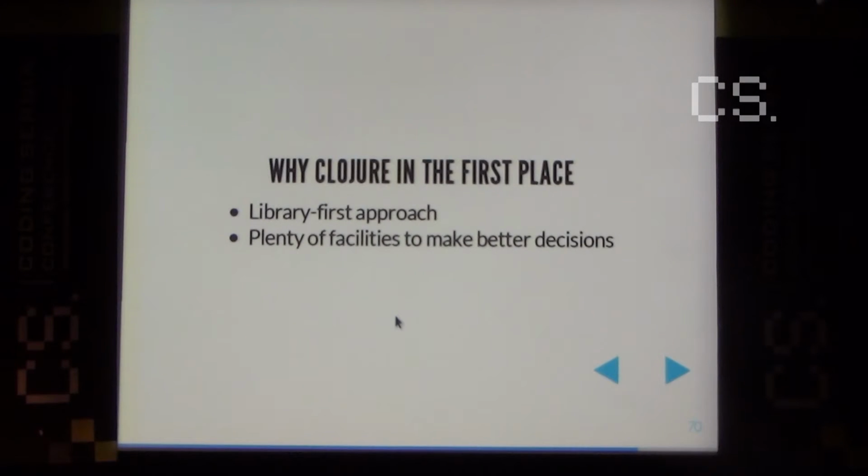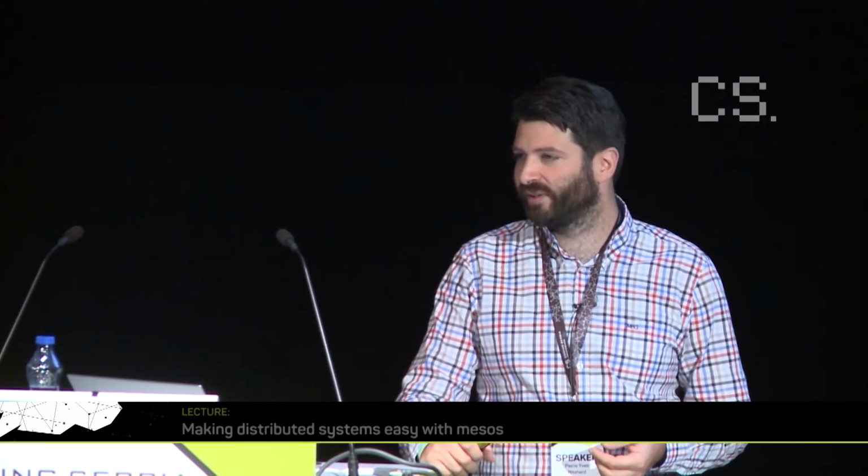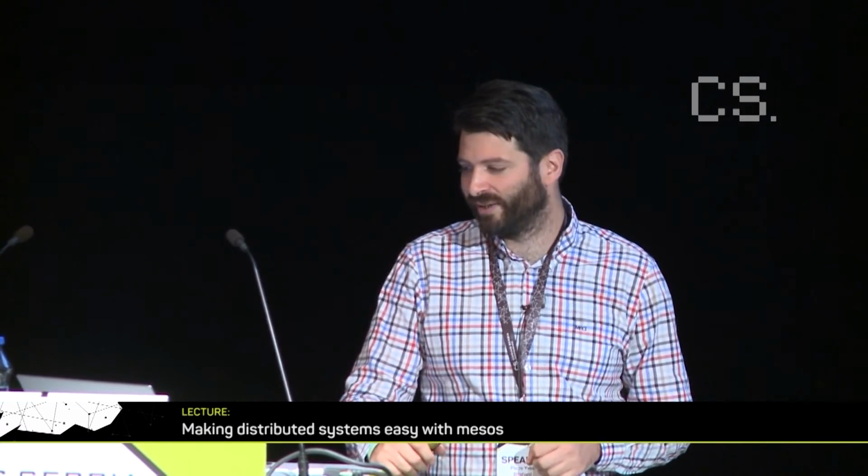The question when you see a simple interaction like this is why we would build it in Clojure in the first place versus, I don't know, there's very good support in Java, in C++, and in Golang, for instance. One of the first things is that it's really easy to build this as a library, and Clojure has this library-first approach. And the second part is these very good facilities that you have for making good decisions. And we'll see a few.